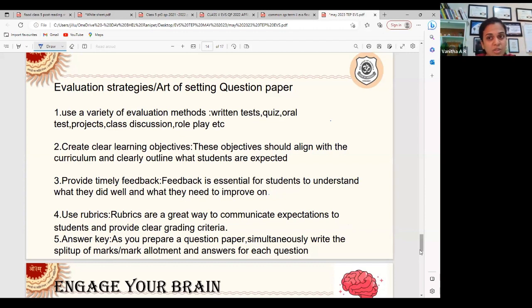And then the answer key. So even this we have gone through yesterday, side by side, the answer key. So making your own answer key as you prepare the question paper is a very important tool in assessment.